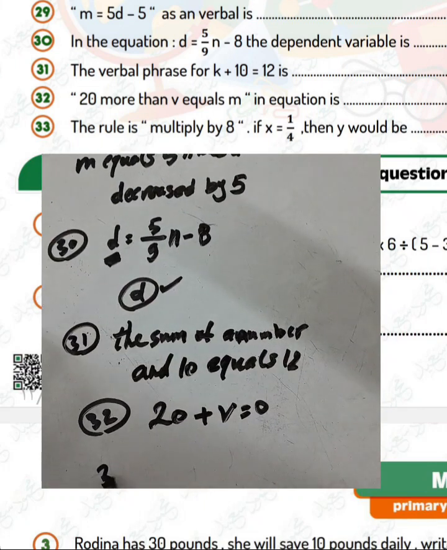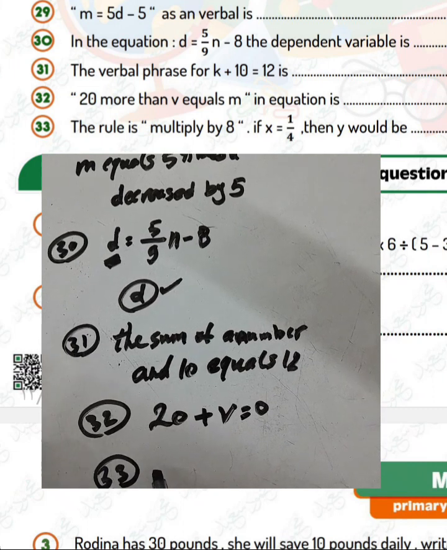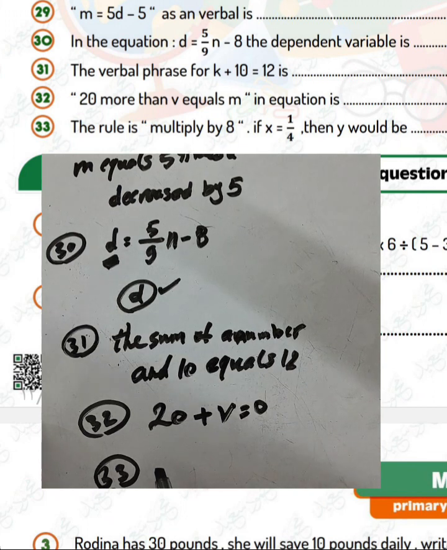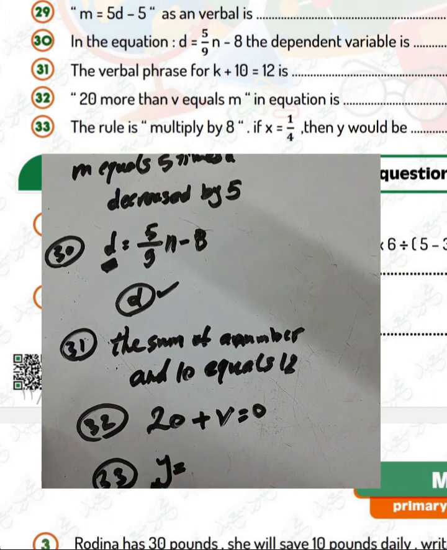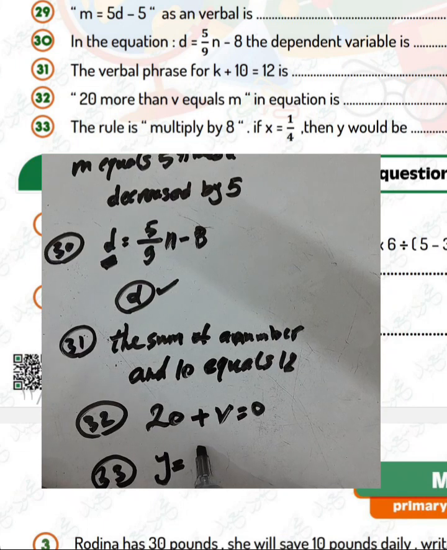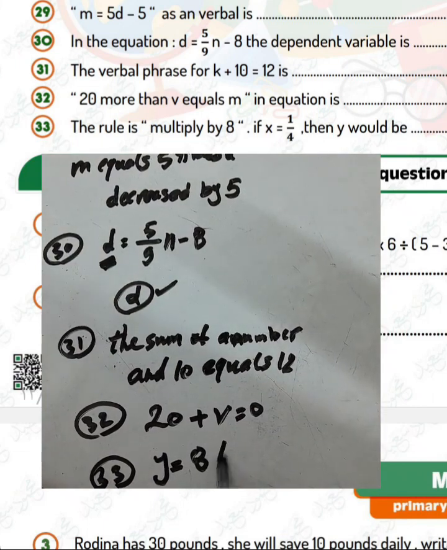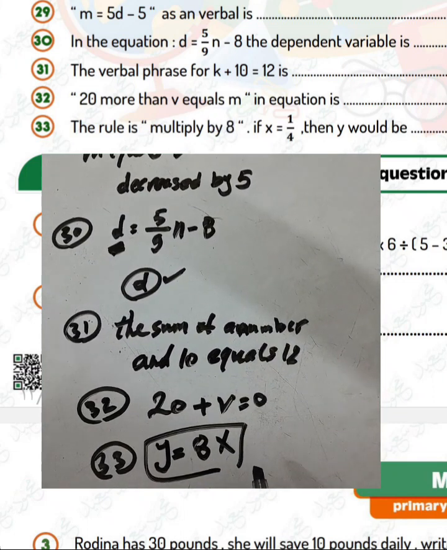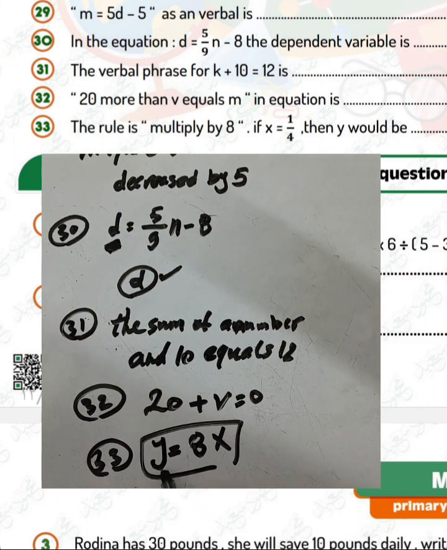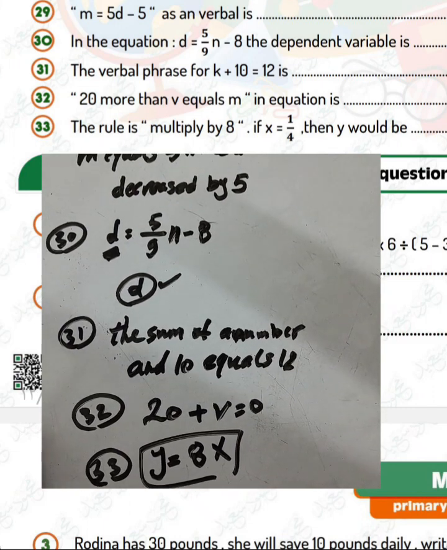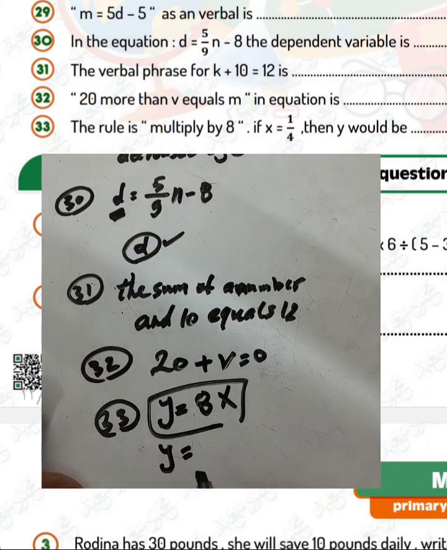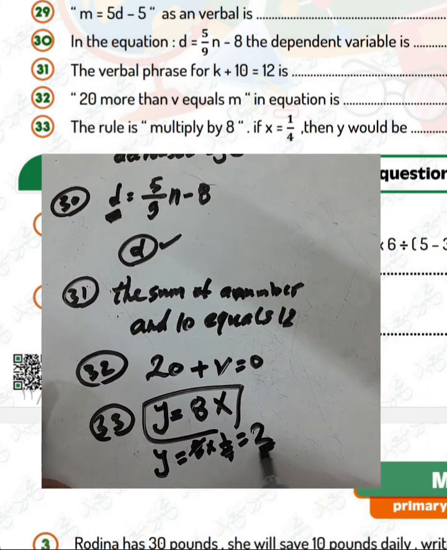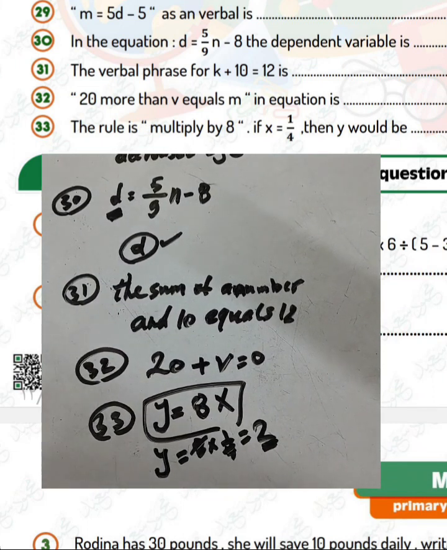Question 33. The rule here: multiply by 8. If x equals 4, then y would be what? We have the rule multiply by 8, it will be y equals 8 times x. Okay, it's the rule. He gives us the information, the rule multiply by 8, then y would equal what? Put x equals 4 in this expression. It will be 8 multiplied by 4, equals 32. Then y will be equal to the value of the variable y.